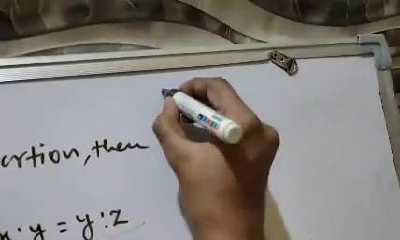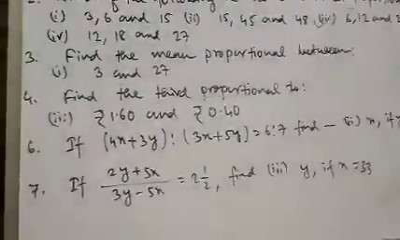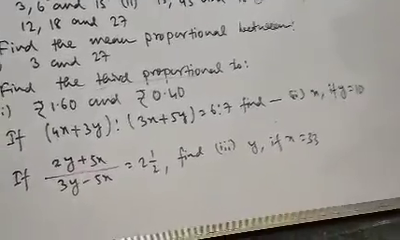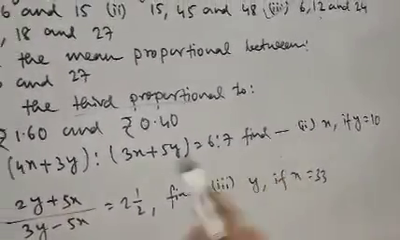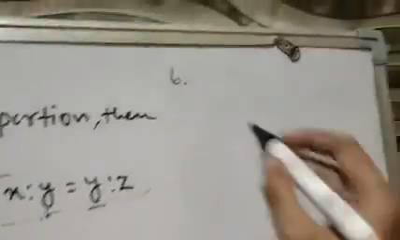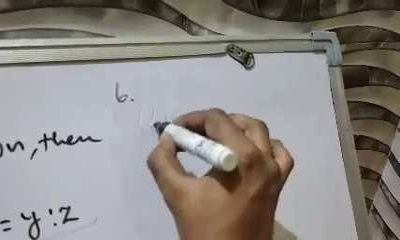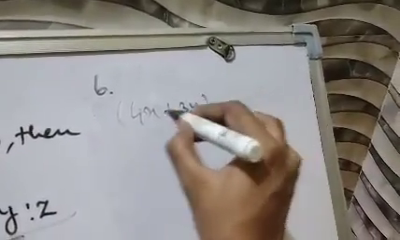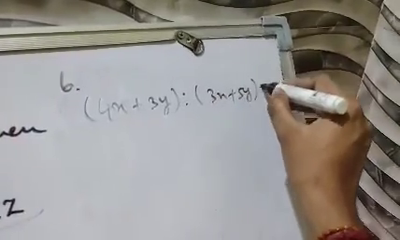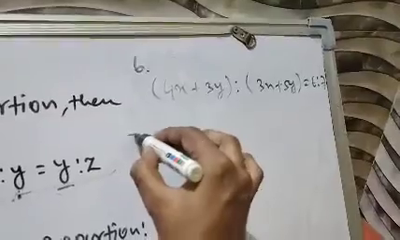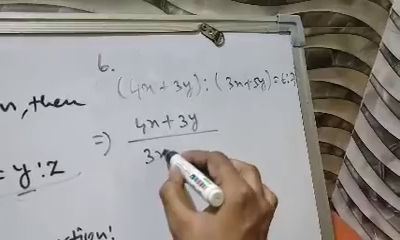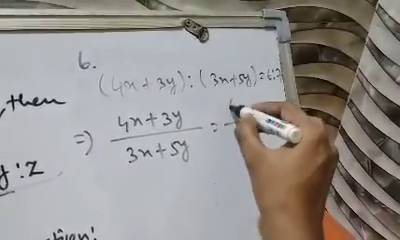Question number 6 says if 4x plus 3y is to 3x plus 5y equal to 6 is to 7, find out x if y equals 10. So it is very easy. Just put y equal to 10 in this question and get the value. So 4x plus 3y, ratio 3x plus 5y equal to 6 is to 7. So we can write from here that 4x plus 3y divided by 3x plus 5y equals 6 by 7.